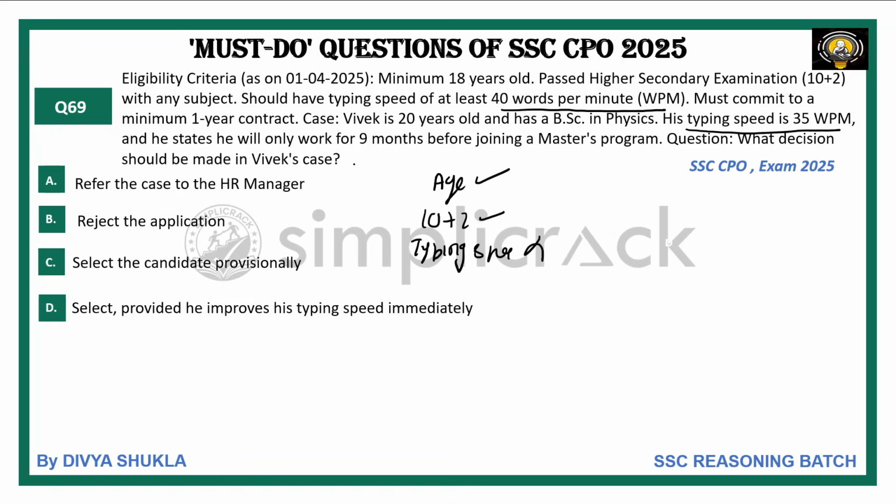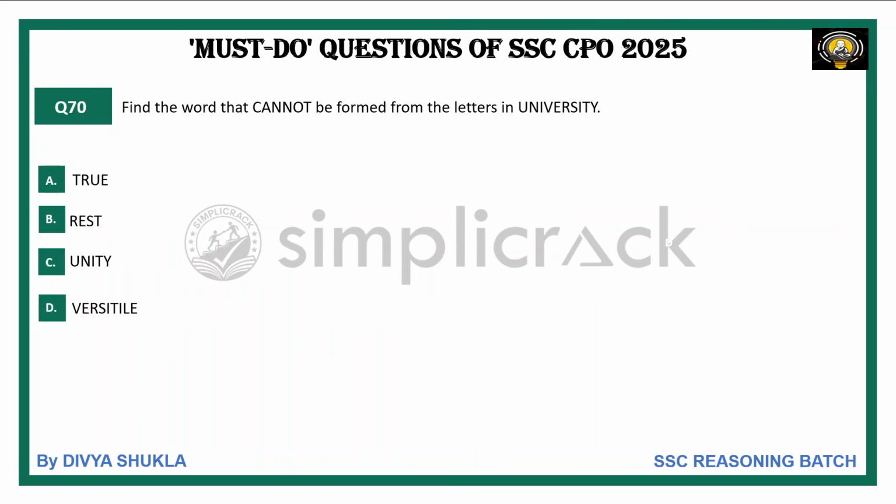And he states that he will work for 9 months before joining a master's program, but it is said that he must commit to a minimum 1 year contract. So the contract is also not fulfilled. Both typing speed and contract are not fulfilled. That is why you need to reject the application, because he is failing on two criteria. I hope question number 69 is clear. Let's see the next one.